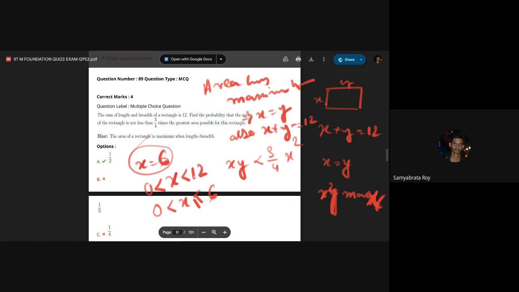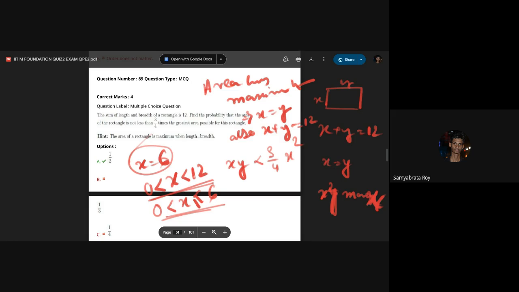Now this was the range. X could have attained any value between 0 to 12. Now, due to this constraint, x can attain any value between 0 to 6. Okay?